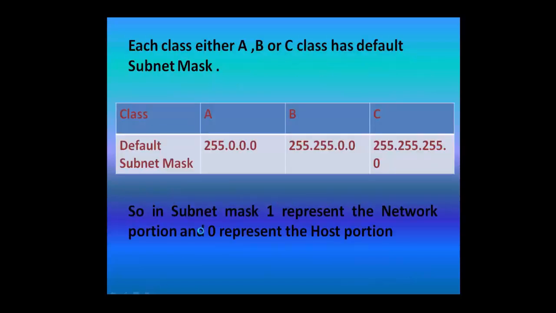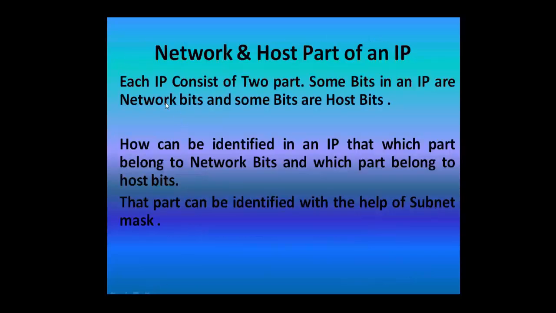Okay, so how do we identify which portion of an IP belongs to the network portion and which portion belongs to the host part? Each IP consists of two parts. Some bits of an IP are network bits and some are host bits. How do we identify that? We can identify that with the help of subnet mask.